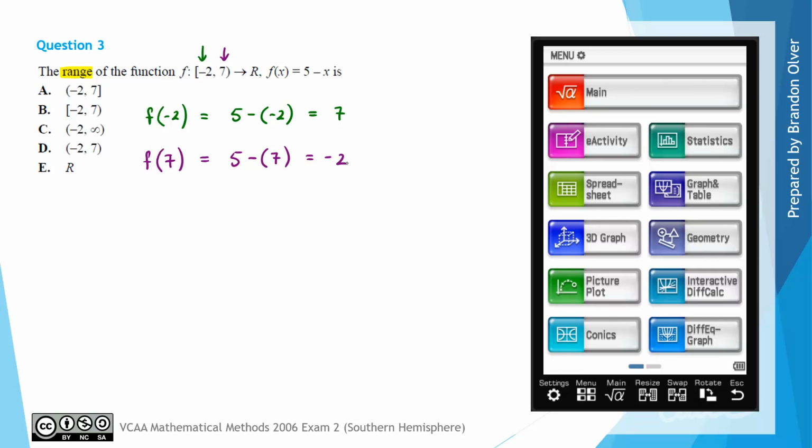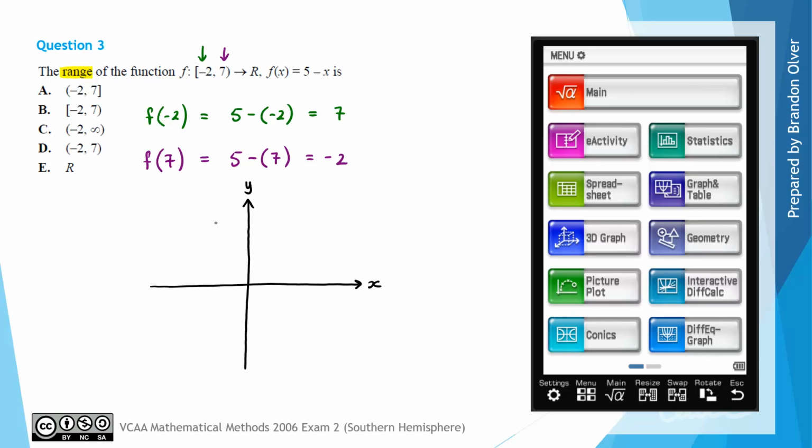The confusing thing here is that the domain has a -2 and a 7 in it, and the range is also going to end up with a -2 and a 7 in it. But we've got to work out which one is included and which one is excluded. To do that, I'm going to draw a quick graph.